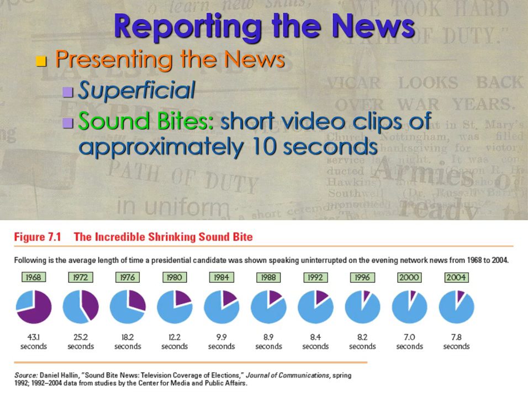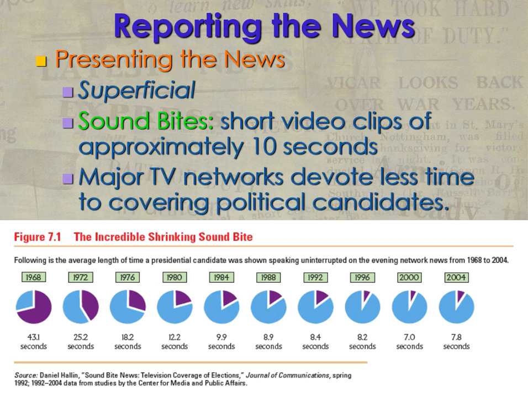So for example, in the 1968 election, 43.1 seconds of news coverage was given to a candidate, while in 2004 that number dropped to 7.8 seconds. What this means is more and more TV networks are spending less time on the candidates and more time on the clever little things that they say in their speeches.